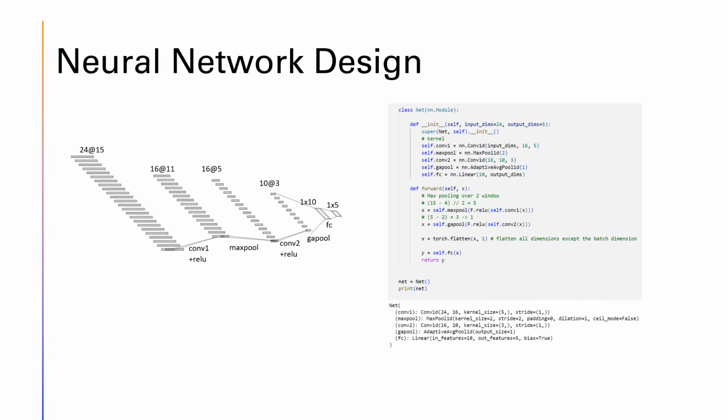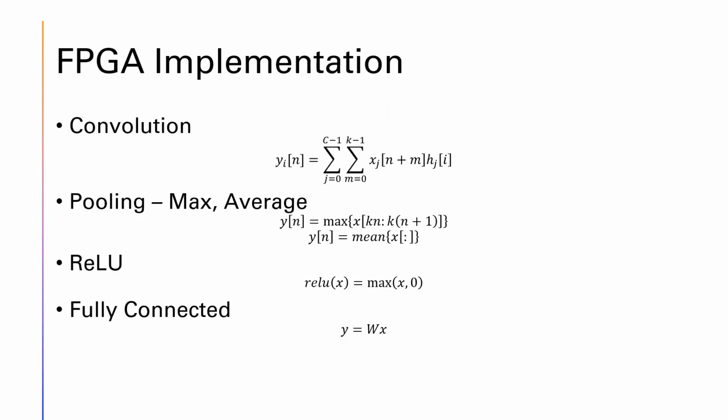Our neural network design is a simple convolutional neural network. We have the first convolutional layer with a ReLU activation, then max pooling, followed by the second convolutional layer with a ReLU activation, then average pooling, and finally a fully connected layer with an output of 5 values corresponding to 5 labels. Mathematically, the functions are as follows and can be implemented in C++ HLS code in the next few slides.